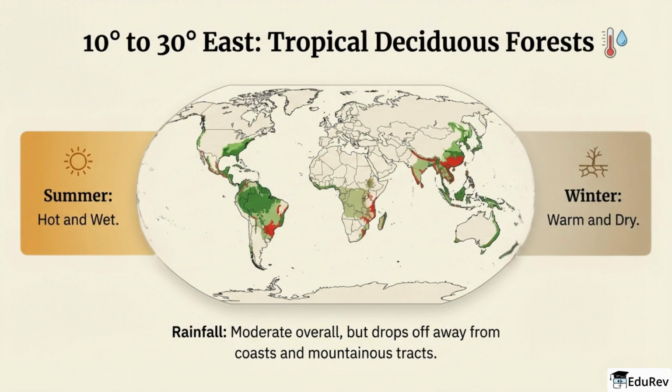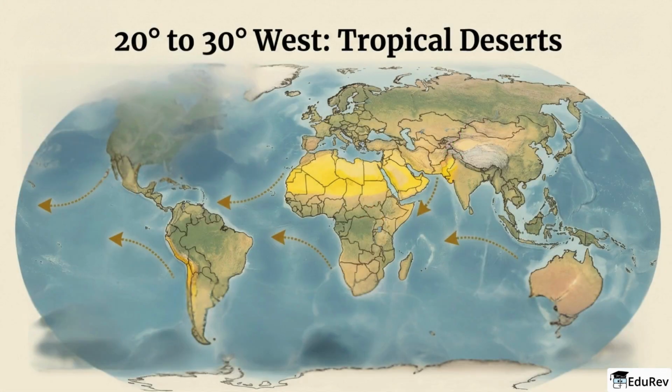Here's the distinction you must keep clean. Equatorial forest stays wet almost throughout the year. Tropical deciduous forest depends on a stronger seasonal rainfall pattern and a more noticeable dry period. Now go to the western sides of continents between about 20 degrees and 30 degrees, and you hit the tropical deserts. This is where UPSC loves testing causation.